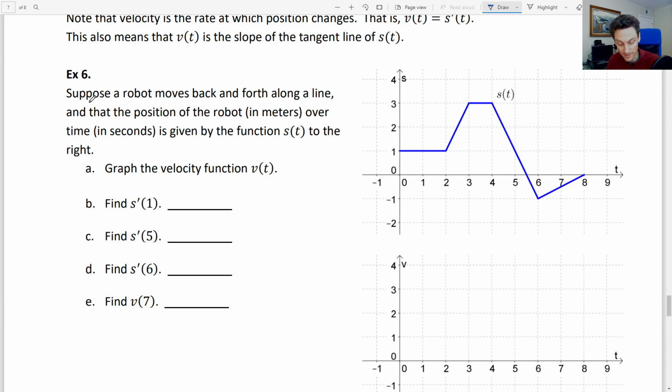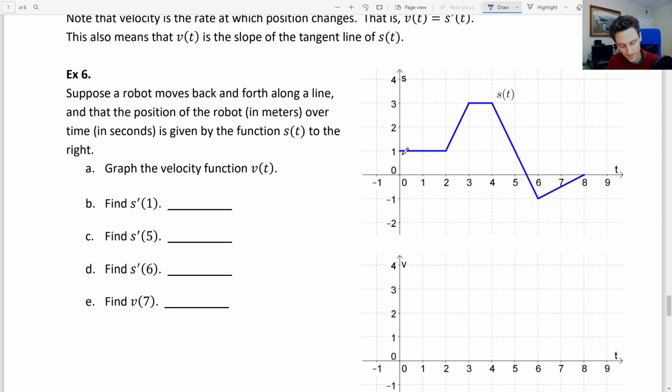So in example 6, suppose a robot moves back and forth along a line, and that the position of the robot in meters over time t in seconds is given by the function s of t to the right. So here's our s, this is the position, and then t is the x-axis. And so we have the position of the robot at any given time t.